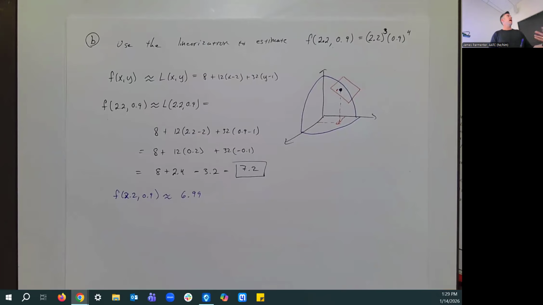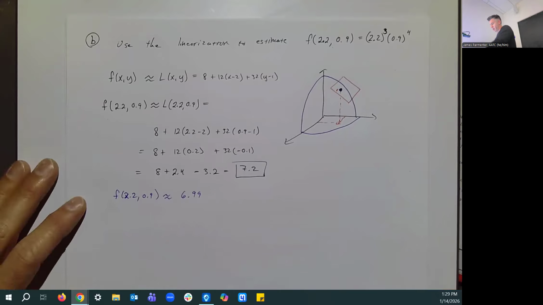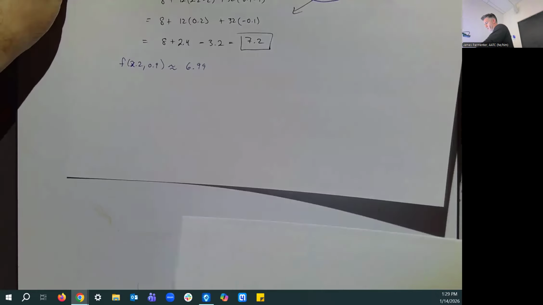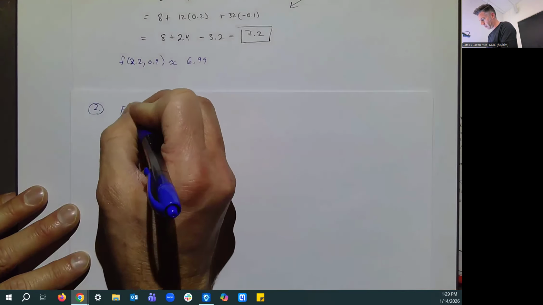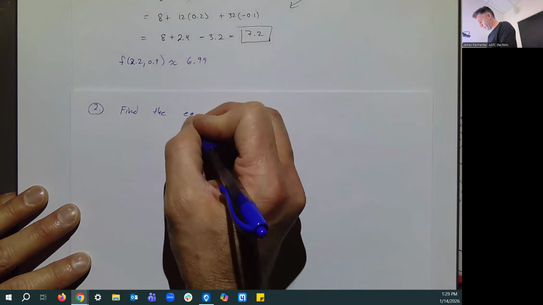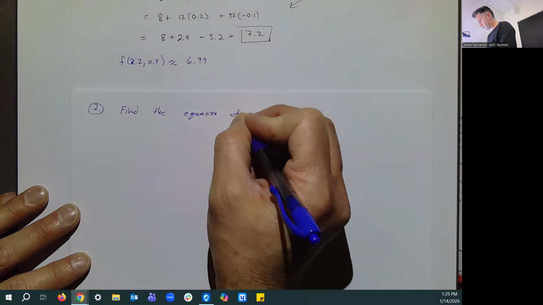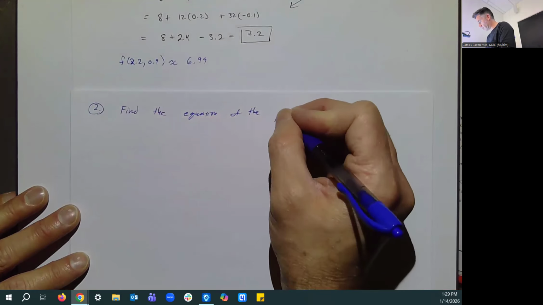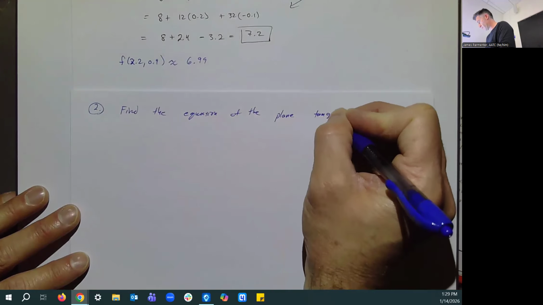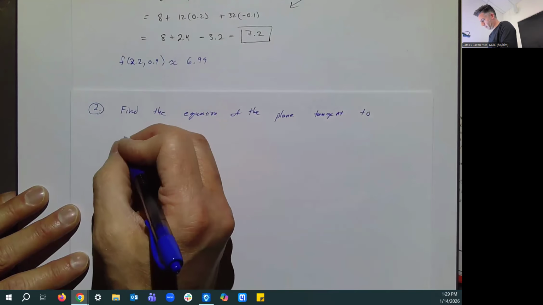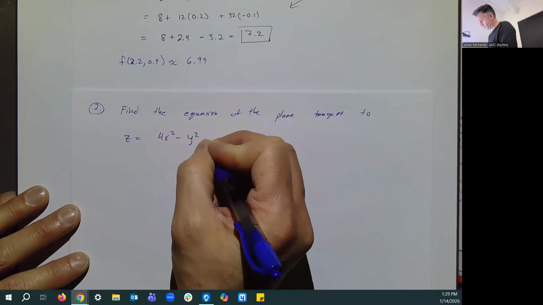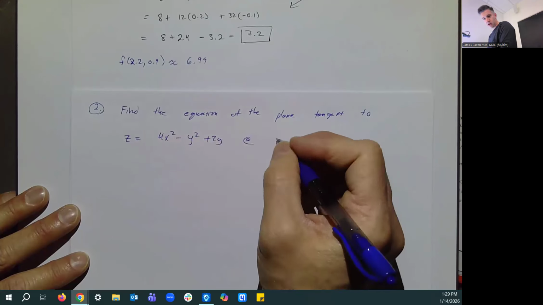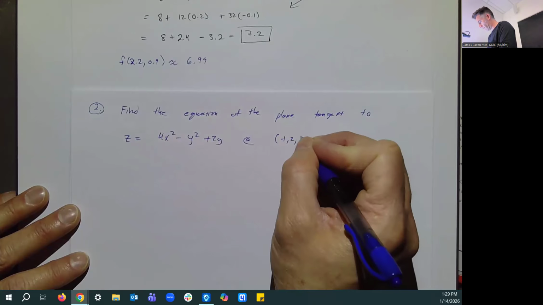Linearizations, whatever. They're fine, they're useful. I think we're more interested in talking about the tangent planes. So let's go ahead and actually do the other thing where instead of finding the linearization, we're going to find the equation of the tangent plane, or should I say the plane tangent to z equal to 4x squared minus y squared plus 2y at the point -1 comma 2 comma 4.